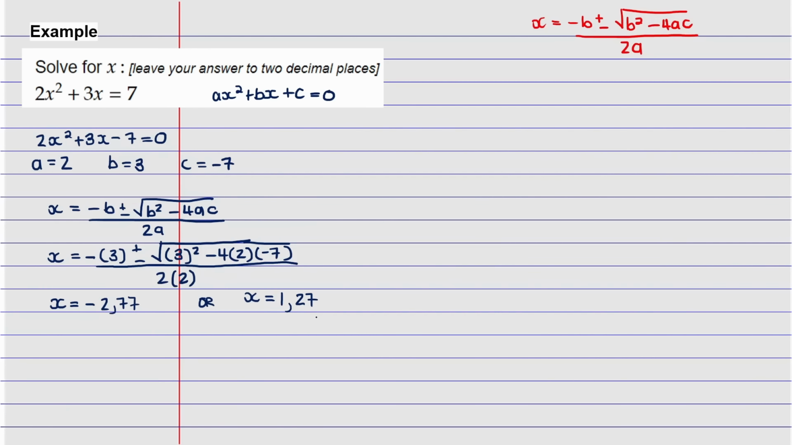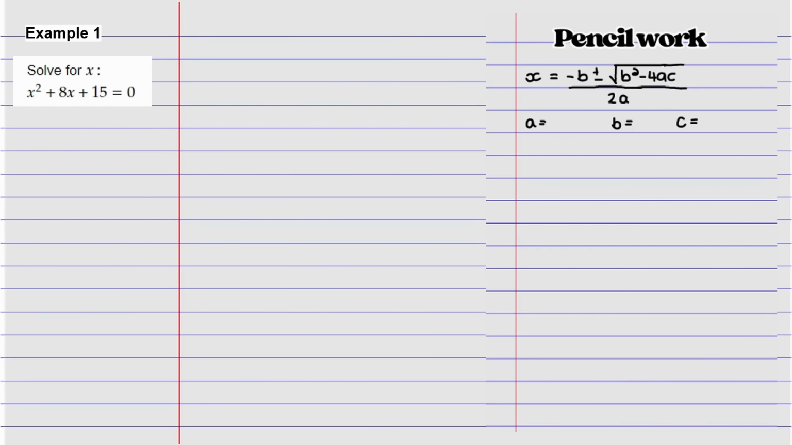So that's how you would solve a quadratic. This is how you would solve for x using the quadratic formula. So now we're going to move to solving for x when we have it in a trinomial, right?